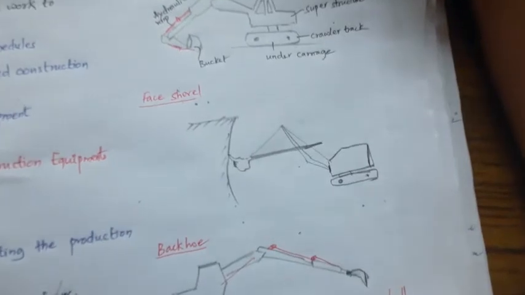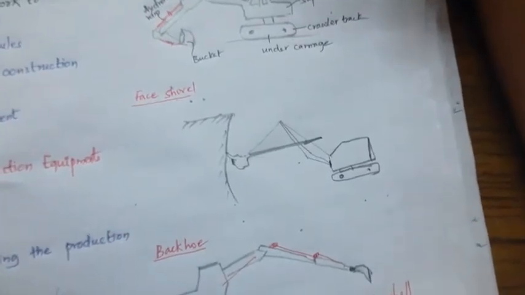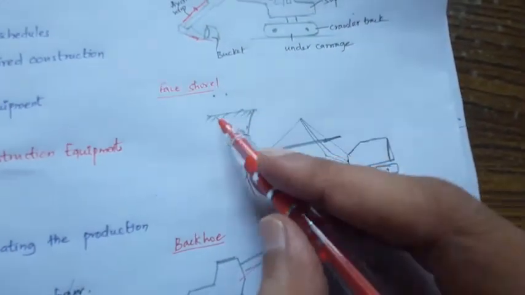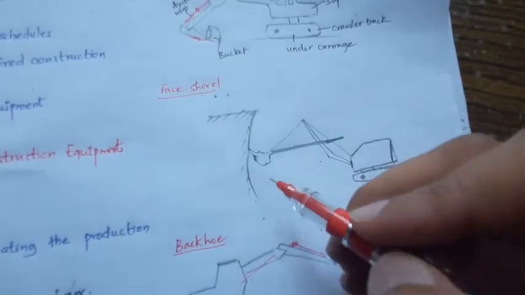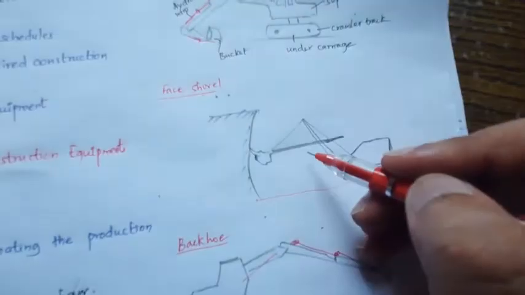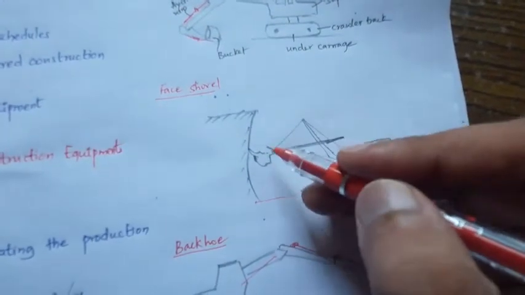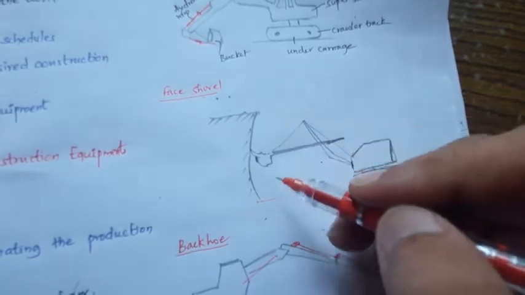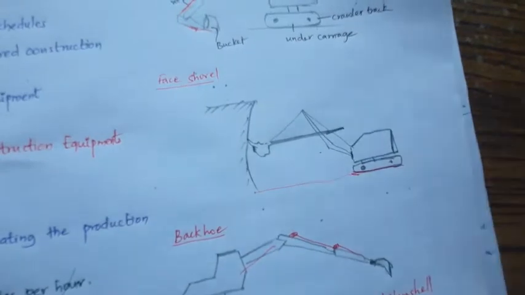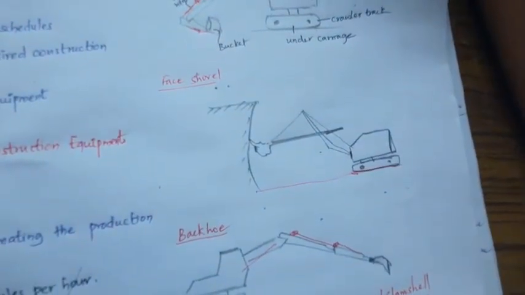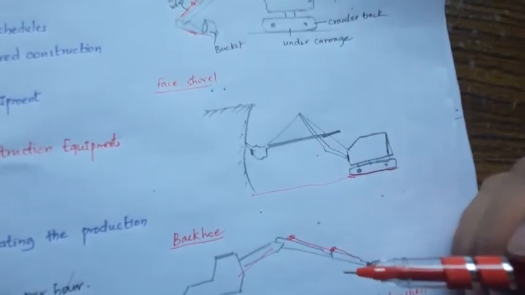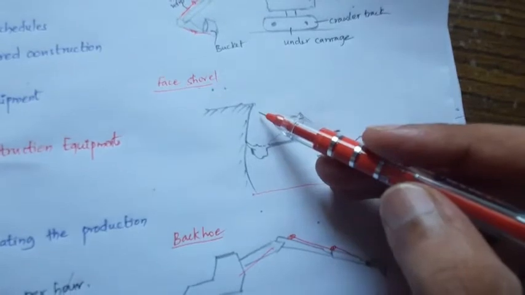The next one is the face shovel or power shovel. How it operates: you can see that this is the lower earth, and this is the earth which is more above the surface where the crawler is available. It operates the bucket in an upward direction. So this is called a face shovel or a power shovel. It operates from a flat surface, producing upward digging actions, excavating and filling the bucket as it climbs up.